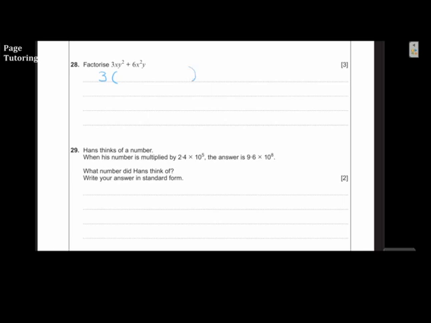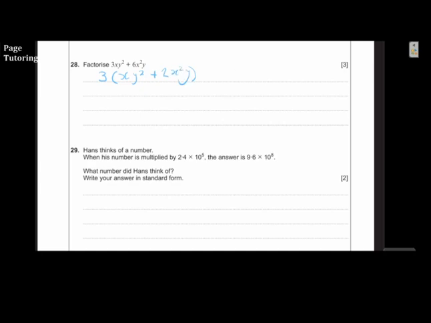3. So 3xy squared divided by 3, that's xy squared, plus 6 divided by 3, that would be 2x squared y.